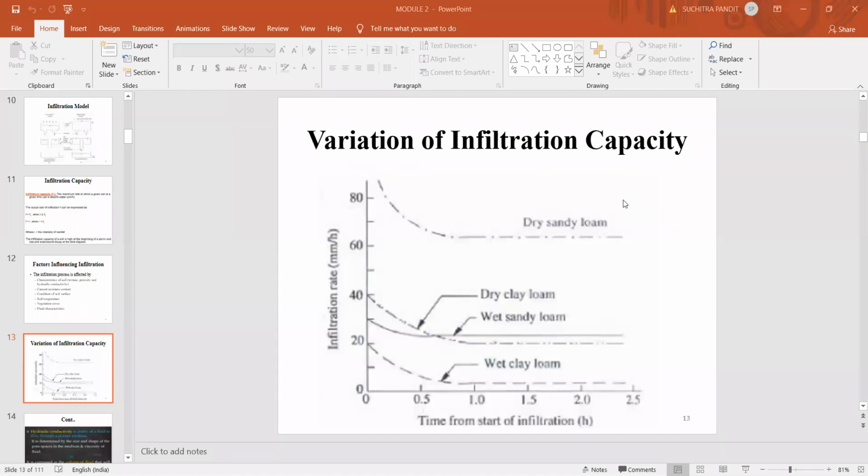Now you can see here the variation of infiltration capacity for different soils, with time from the start of infiltration and the rate of infiltration in millimeters per hour or centimeters per hour. If you have a top layer of wet clay loam, the rate of infiltration will be very low. If you have a dry clay loam or wet sandy loam, the rate of infiltration will be between 20 to 40 millimeters per hour. Especially in sandy soil, which is highly porous, the rate of infiltration is above 80 millimeters per hour. So this graph explains the variation of infiltration capacity depending on different soil conditions.